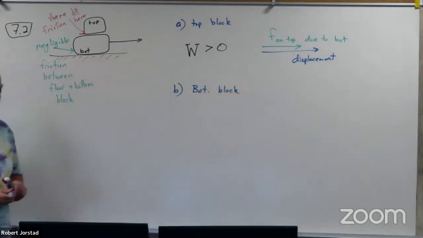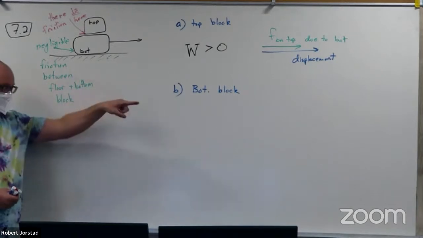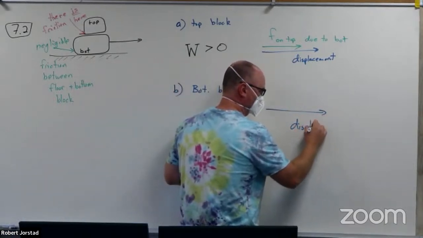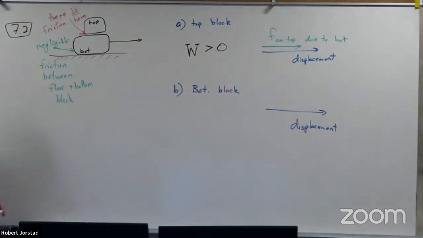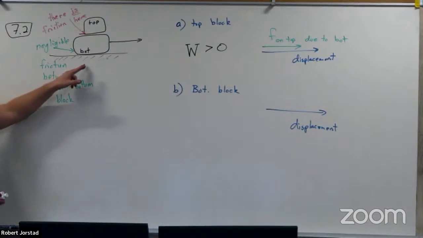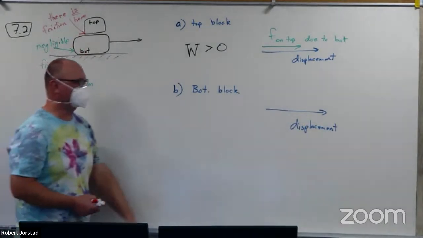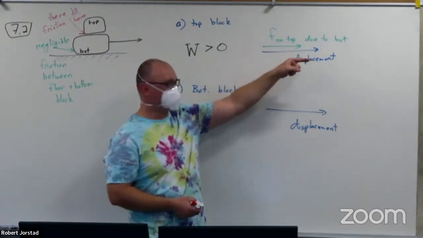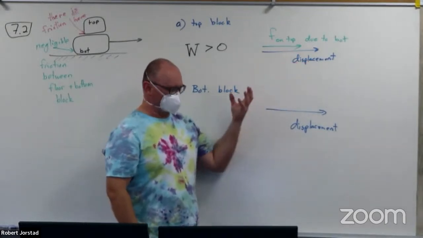On the bottom block, which way is the bottom block moving? That way. There's no ambiguity there, right? Which way is friction? There's no friction between the bottom. Is there friction up here? In fact, if the bottom exerts friction on the top to the right, which way does the top block exert friction on the bottom block?